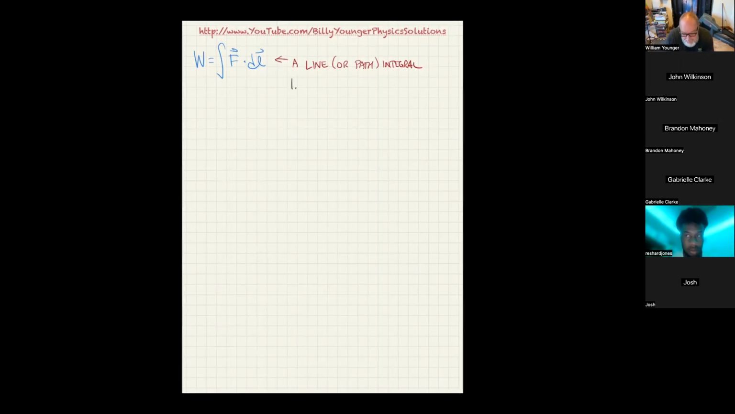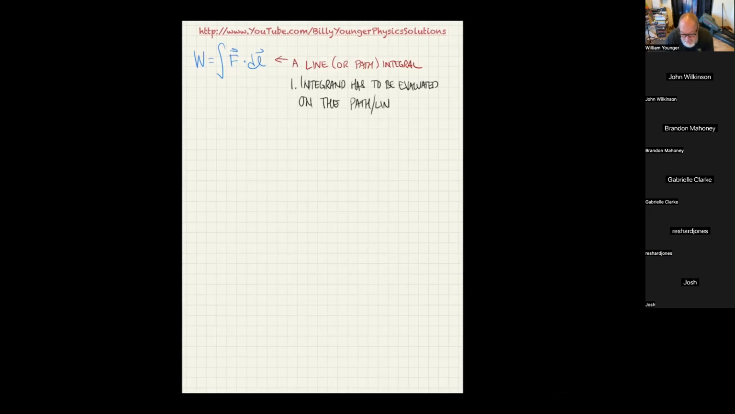One, the integrand has to be evaluated on the path or line that you're traveling along. Okay. This is true too. There's another type of integral we'll learn later called a surface integral, where you're integrating on a surface.